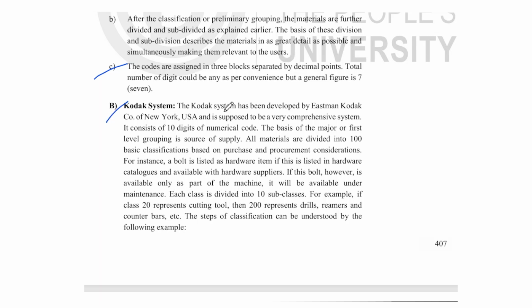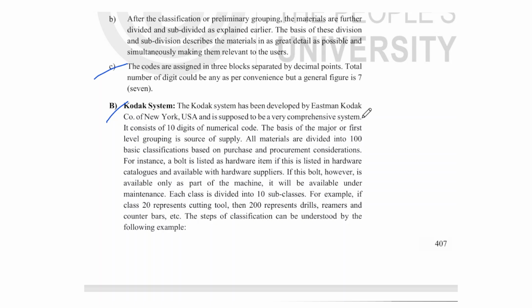And the Kodak system, what is the Kodak system? The Kodak system has been developed by Eastman Kodak in New York, USA, and is supposed to be a very comprehensive system. It consists of a 10-digit numerical code. The basis of the major or first level grouping is source of supply, and materials are divided into 100 basic classifications based on purchase and procurement considerations.